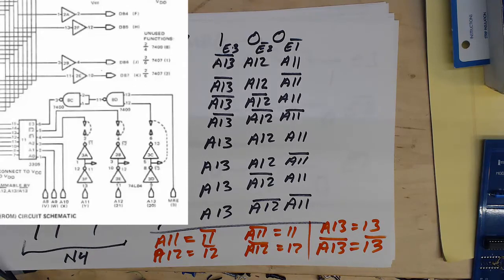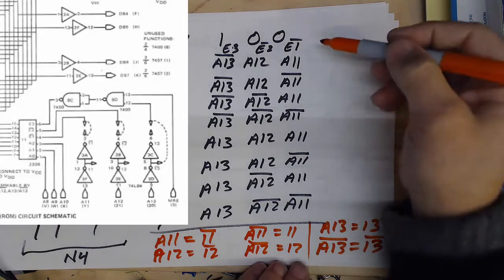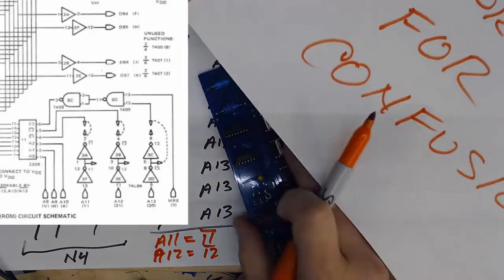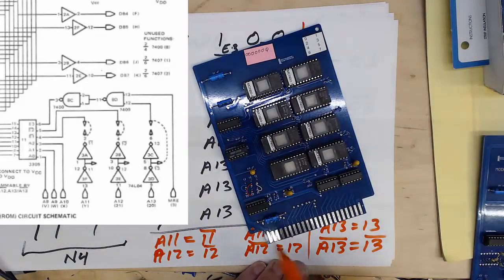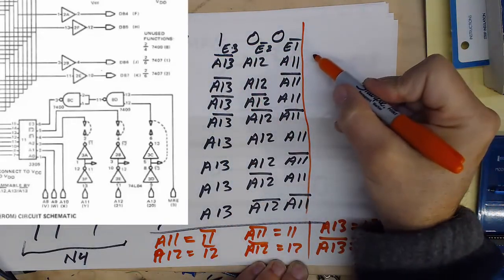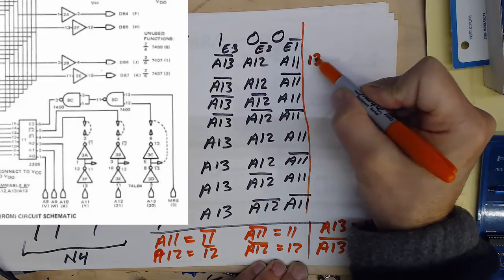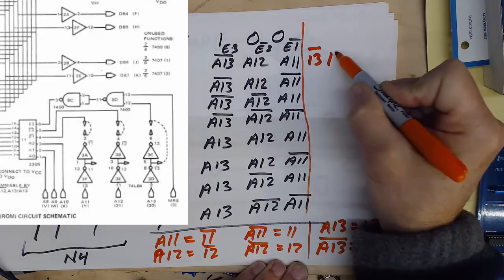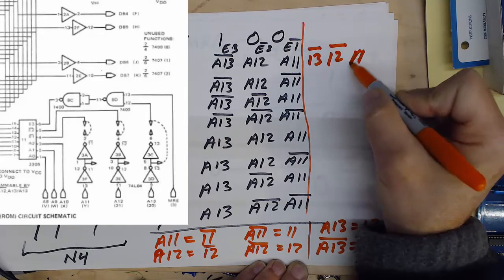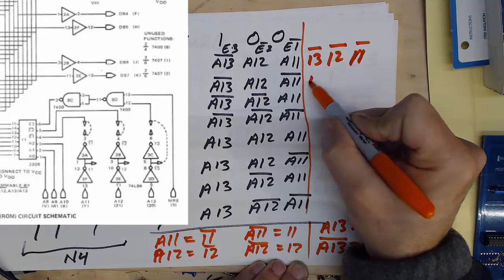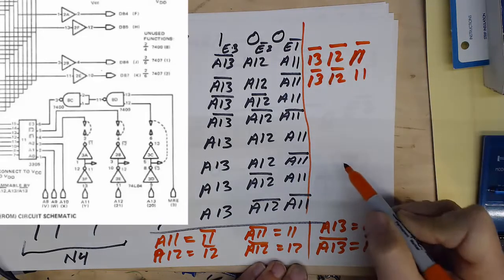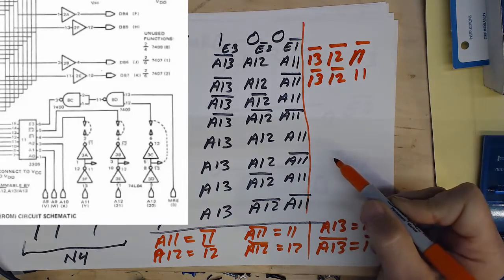From the notation, that simply means we need to remap these onto our board so that we match the silk screening that's on the board. And so our table then will turn into this. A13 bar will become 13 bar. A12 will become 12 bar. And A11 will become 11 bar. 13 bar, 12 bar, 11, and so forth. We fill out the rest of this table, and it goes like this.